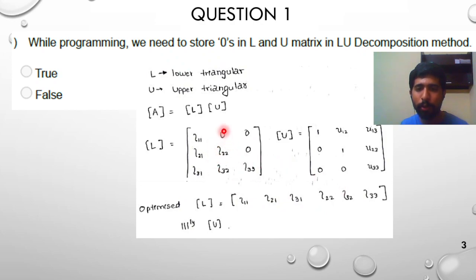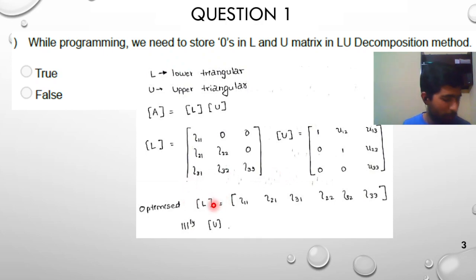Because row 1 in the second column becomes 0, you end up with one less space here in this 1D array, and then L33 lastly. This is how we can store it, and we can operate with this kind of L matrix also.